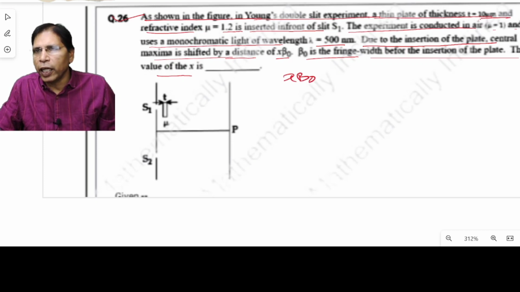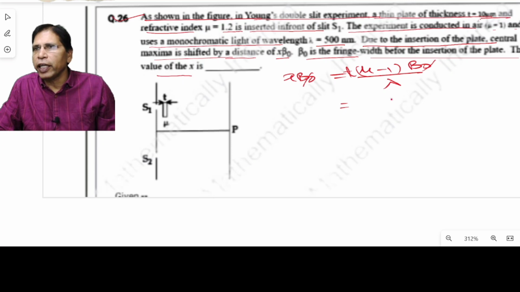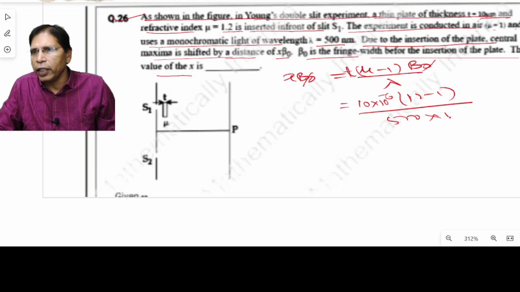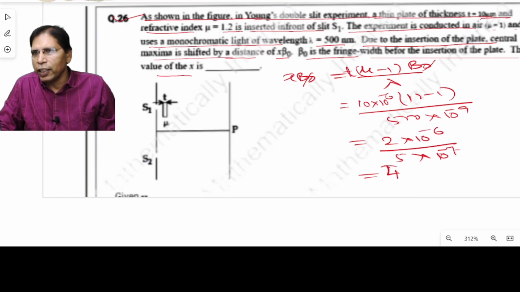Now x beta naught equals mu minus 1 into t, times beta naught by lambda. Now beta naught and beta naught cancel out. So this is t into mu minus 1 by lambda. Now t equals 10 micrometer, 10 into 10 to the power minus 6. Mu is 1.2 minus 1 and lambda is 500 into 10 to the power minus 9. So this is 2 into 10 to the power minus 6 over 5 into 10 to the power minus 7. So x is equal to 4.